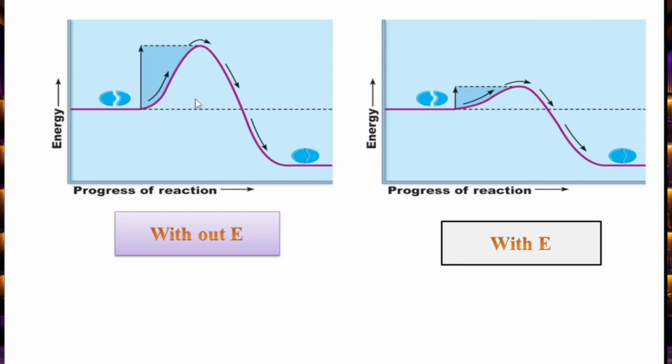As you can see, this one is without using enzyme. This reaction is by using enzyme. This is activation energy. The reaction without enzyme uses high activation energy. That means it is not fast. It takes many hours or even days. But when we come to the reaction catalyzed by enzyme, the activation energy, as you can see, is lowered.